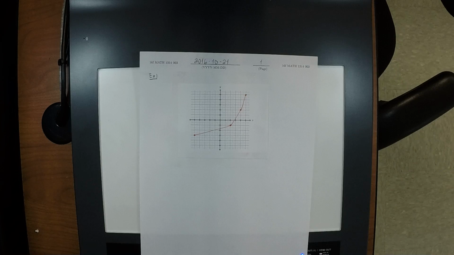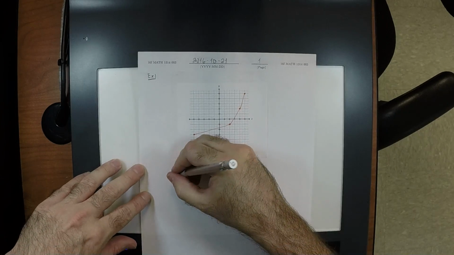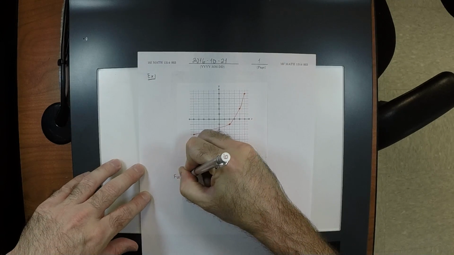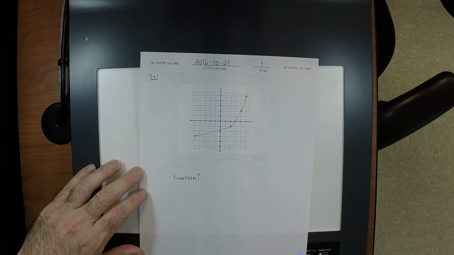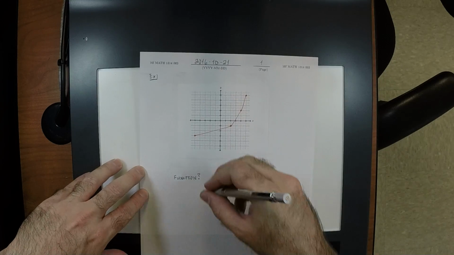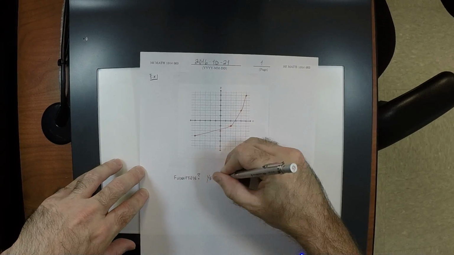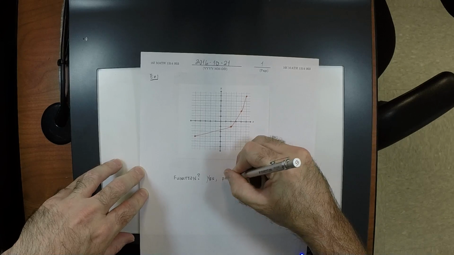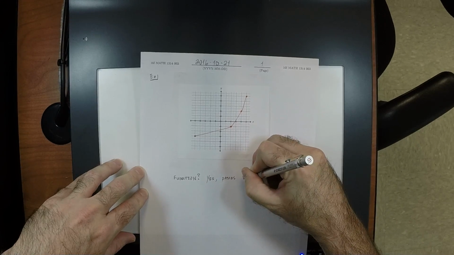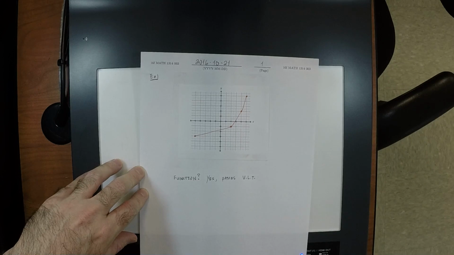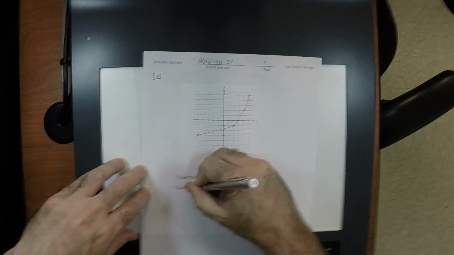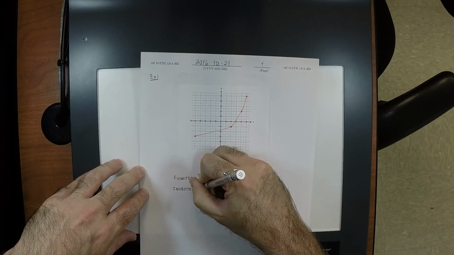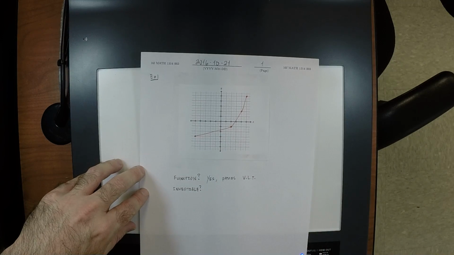Okay, so my first question to you is, is this a function? How do you confirm or deny that? Passes the vertical line test. Vertical line test. So yes, it passes the vertical line test. Okay. So is it invertible? How do you confirm or deny that? Horizontal line test.